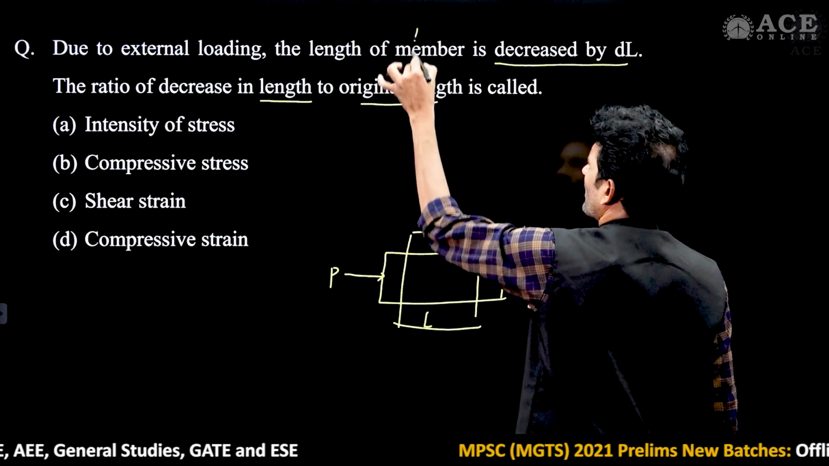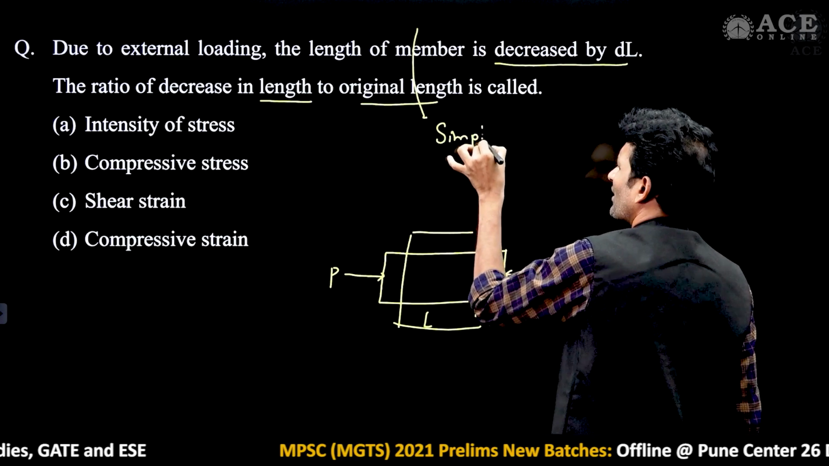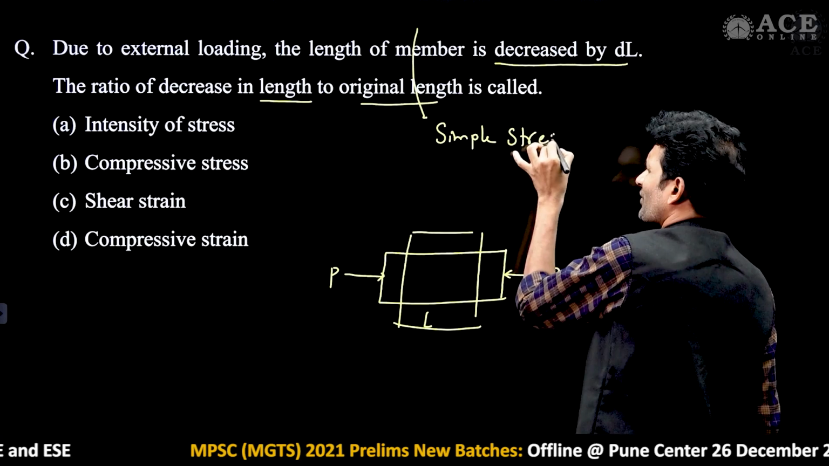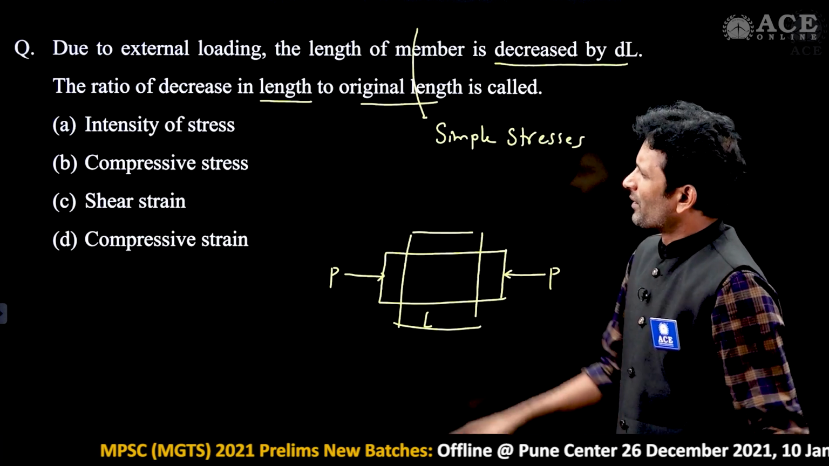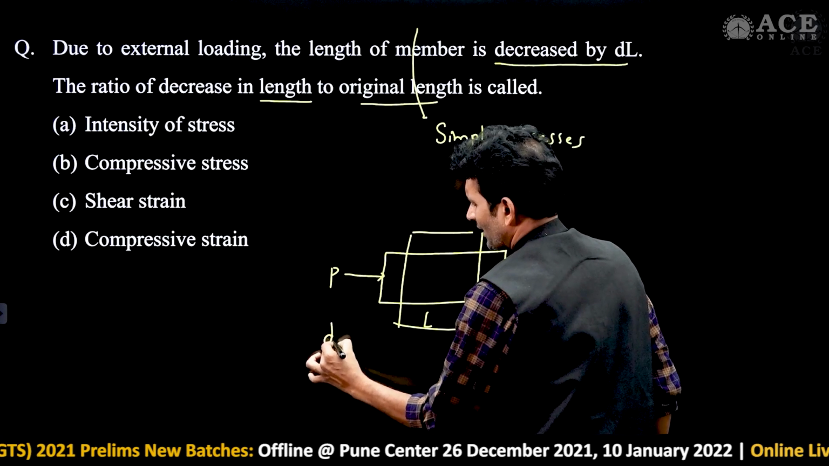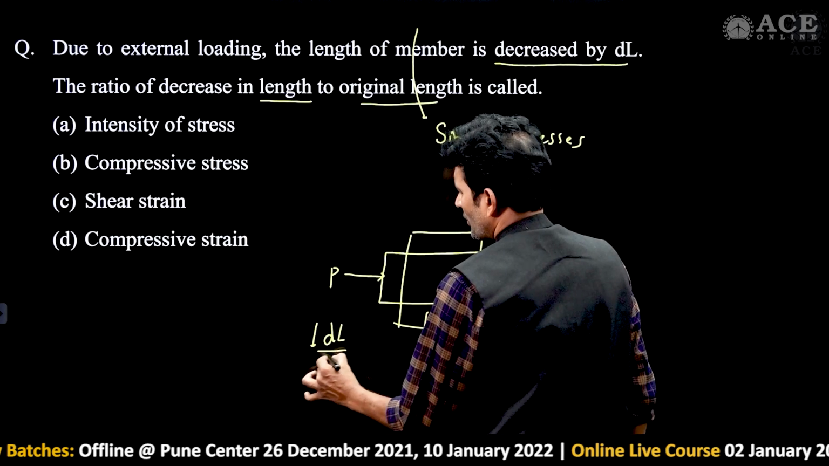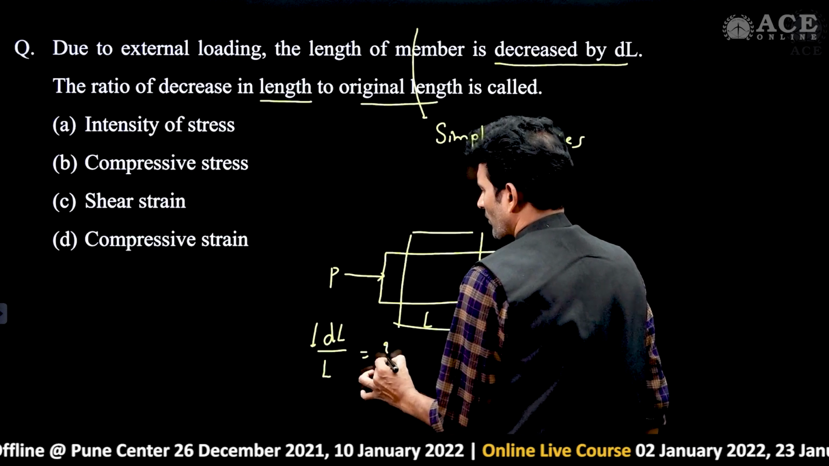This question is also from the concept of simple stresses and strains. What is required? The ratio of decrease in length to the original length. What do we call this ratio?